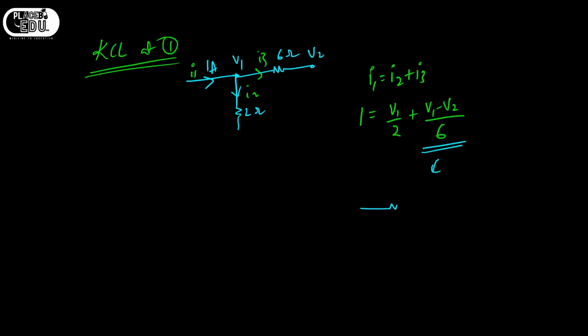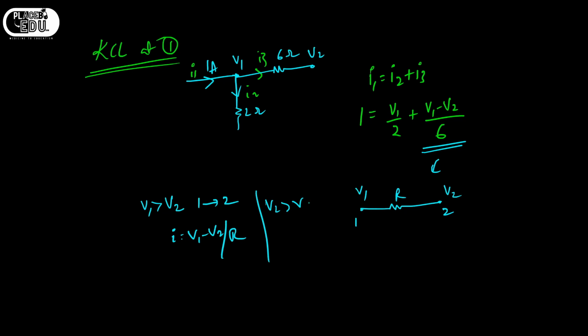If there is a resistor with voltages V1, V2 across it, and if V1 is greater than V2, then current will flow from 1 to 2, and the current is (V1 minus V2) by R. And if V2 is greater than V1, then the current will be (V2 minus V1) by R. Understood? In this way I wrote this equation.